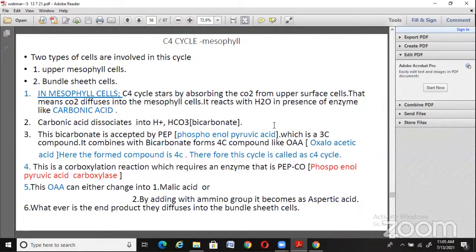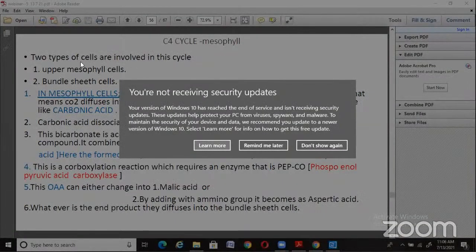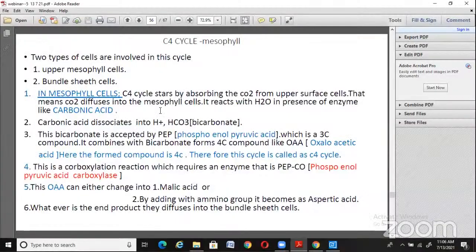Yes. Now, the mechanism of the C4 cycle. This C4 cycle involves two different parts of the leaf. Number one, upper mesophyll cells, and the second one, bundle sheath cells. In these two different parts, the cycle will be completed.